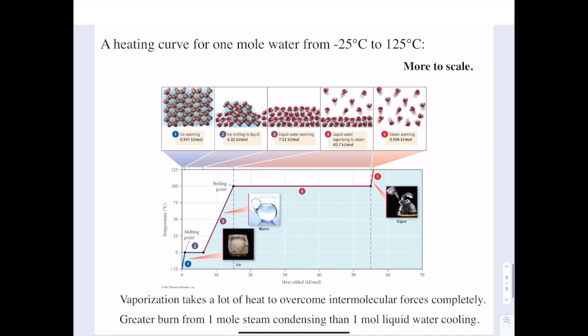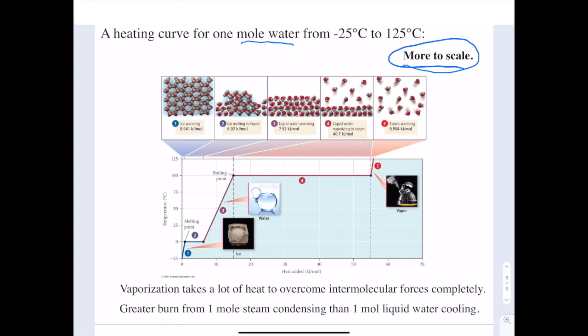Finally, one more illustration of a heating curve is what we see here. And this one is for 1 mole of water going from minus 25 Celsius to 125 Celsius. What you see here are the different slopes. I think those are clearly illustrated. But then also, the magnitude of Q is more accurately represented in this diagram.